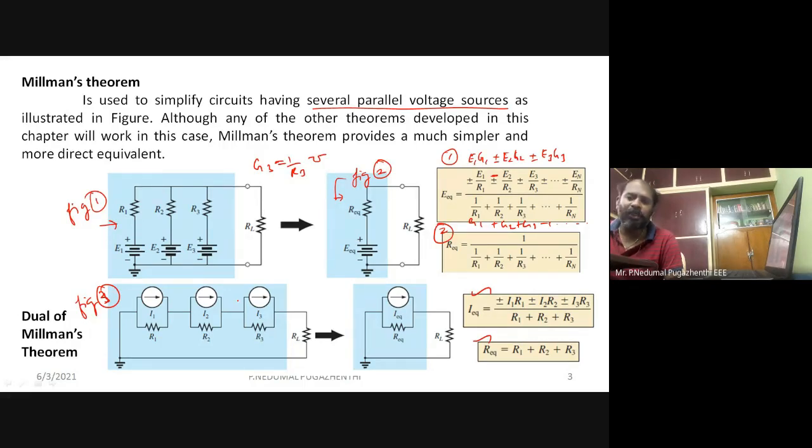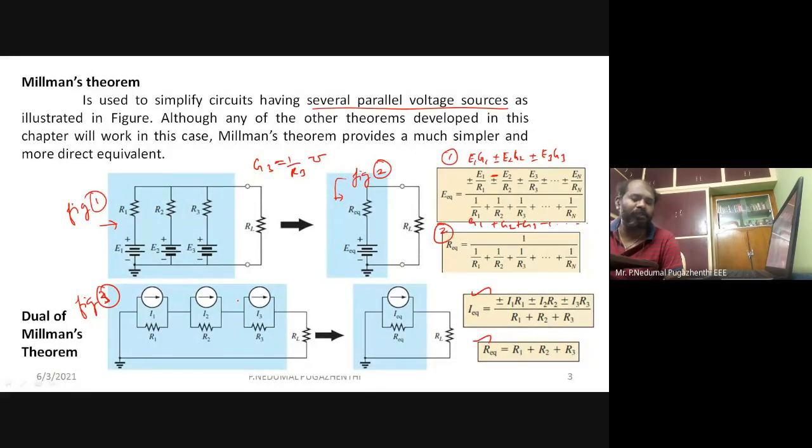But before that, kindly ensure that whatever we have discussed so far, in the first slide, is clear to you. Please ensure that the concept provided in the first slide is clear to you. So E1, E2, E3 are voltage sources connected in parallel.